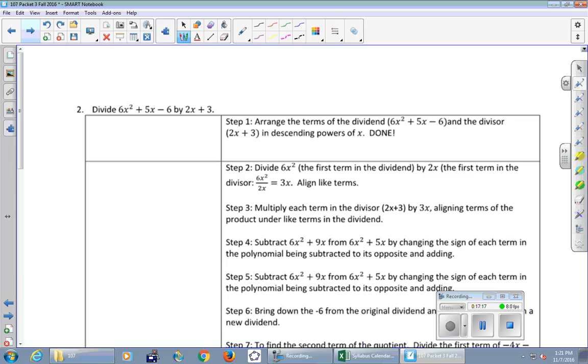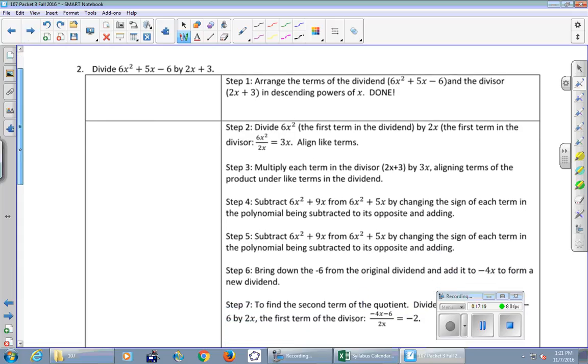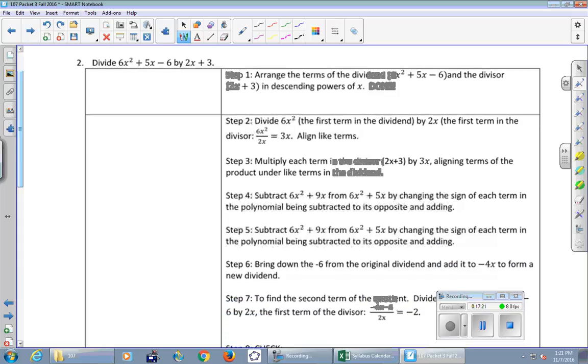So we're going to try another problem. We're going to do this one quicker than the first one. It's exactly the same process. Let's give it a shot. It says divide 6x squared plus 5x minus 6 by 2x plus 3. First thing you need to know is what goes where? What goes out in front? It's the 2x plus 3. It's really easy to get these guys swapped. You've got to make sure you put the right thing in the front. And then all of the other stuff goes inside here: 6x squared plus 5x minus 6.